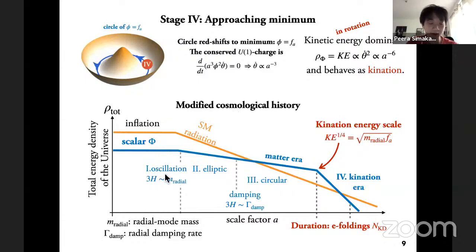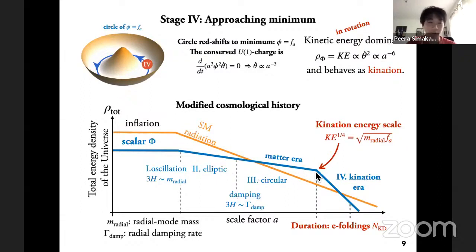So the cosmic history in this case will start with the scalar field that sits on the potential, frozen, and behaves like dark energy. At some point, it starts to oscillate when the Hubble rate drops below the mass of the radial mode. Then it obtains the elliptic orbit. And some time later, the interaction between the scalar field and some other field becomes effective. The radial motion will be damped and the field becomes circular. So up to this point, the field will behave like matter and could generate the matter era that we want.